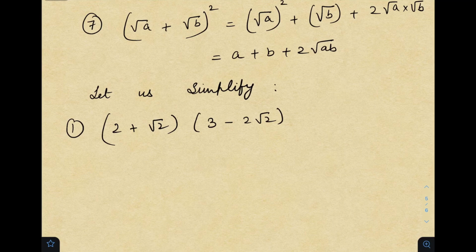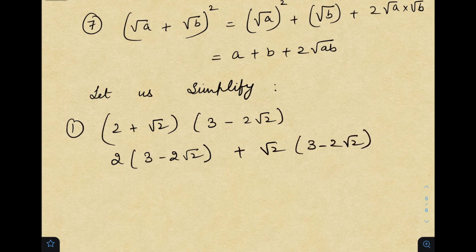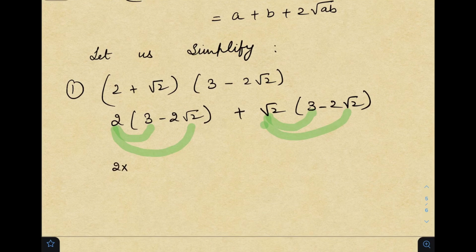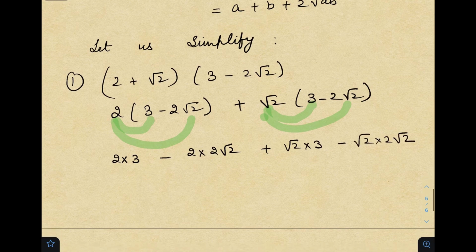So just like we multiply, we will open one bracket: 2 multiplied by 3 minus 2 root 2, plus root 2 multiplied by 3 minus 2 root 2. Remember, each term will be multiplied with both the terms inside the bracket. So we will multiply 2 as well as root 2 with both the terms inside the bracket. 2 into 3 minus 2 into 2 root 2 plus root 2 into 3 minus root 2 into 2 root 2. When we multiply, we get this expression.